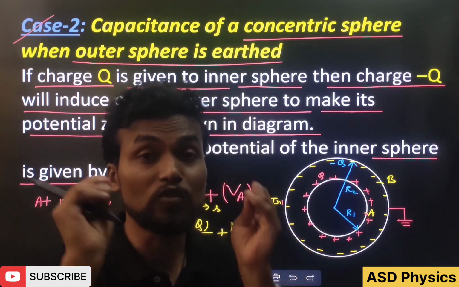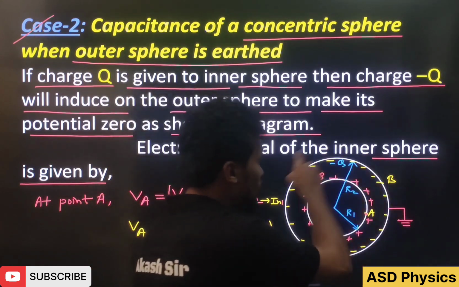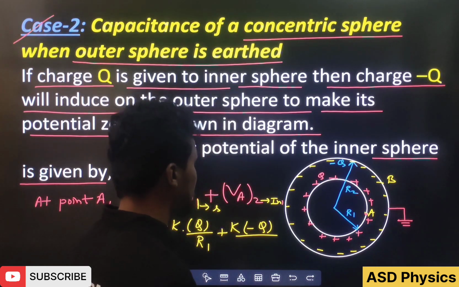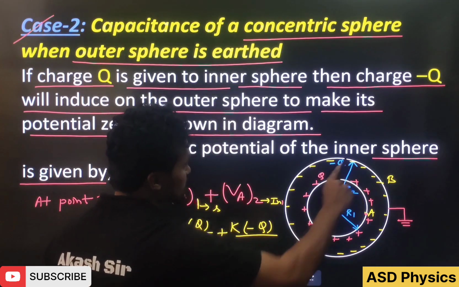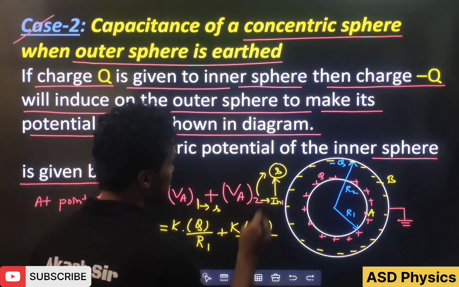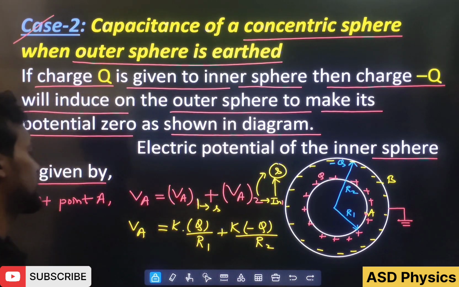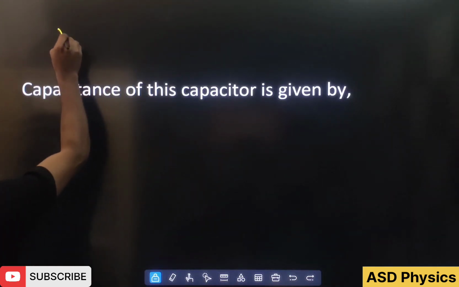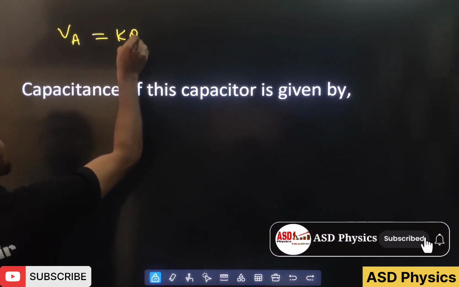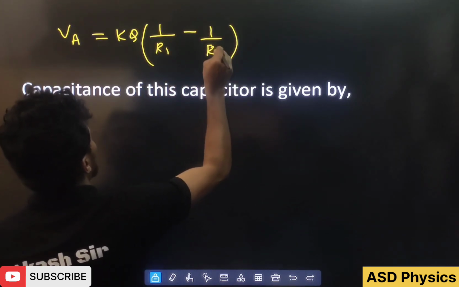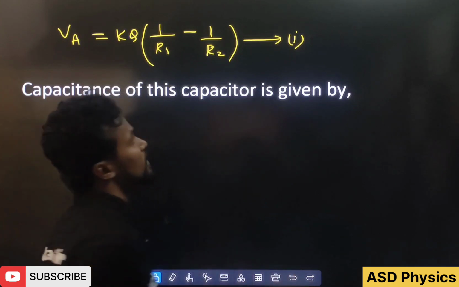That means which potential do we have to take? We have to take the surface potential, because whatever potential is at the surface of the outer sphere, the same potential will be inside. That means surface potential of 2, which is minus Q by R2. I hope this is very clear. If you simplify this, we can take KQ common. So potential at point A is KQ into 1 by R1 minus 1 by R2. We have written here equation 1.